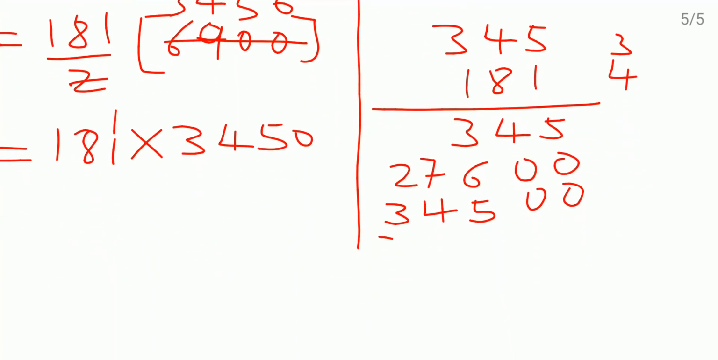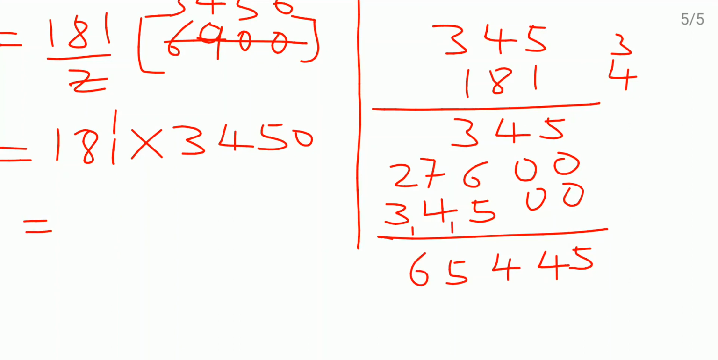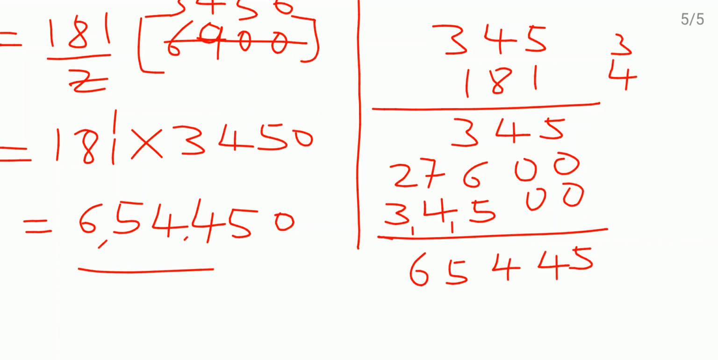I will do the addition here. 5, this 4 as it is. 6 and 5, here 11 and 3, 14. 1 here, this is 12, 6, correct. So which is equal to 6, 5, 4, 4, 5 and this 1 0 is here. Right, now look at this one. 6,54,450 push-ups he has done in 181 days.